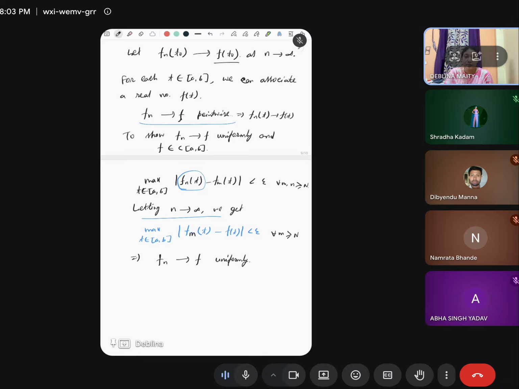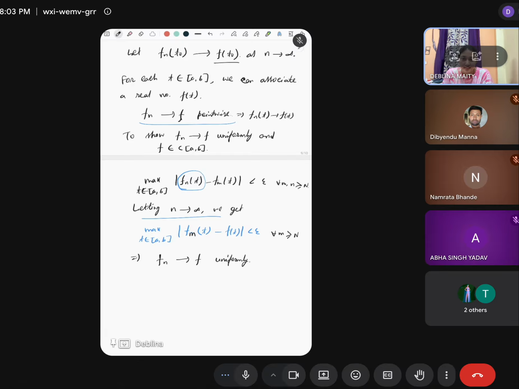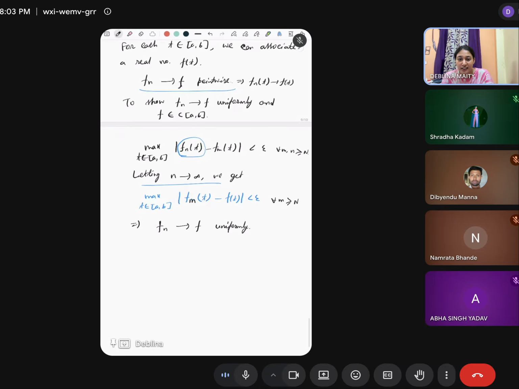But why is this uniform convergence required? We have already found that it converges pointwise, right? But why do we need uniform? Because if Fn converges to F uniformly and all these Fn's are continuous, then we will have F is also continuous. This is a result on sequences of functions, right? In real analysis you can check.